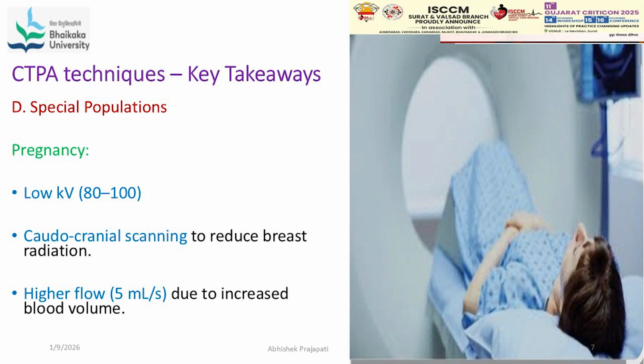Now, special population, like a pregnant individual, how to do it? Obviously, the radiation dose should be kept minimum. It should be scanned caudocranially, starting from the leg end to reduce breast radiation exposure, with a higher flow. Instead of 3 to 5 ml, we have to inject the dye at a higher rate, 5 ml per second, due to increased blood volume, so that the exposure time in the CT scan will be quite minimal.